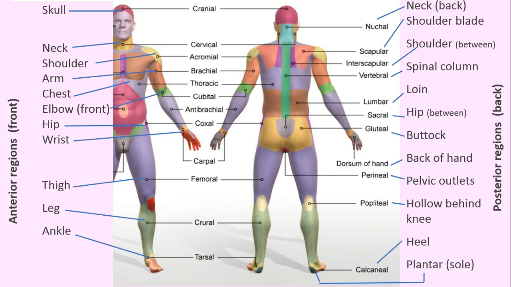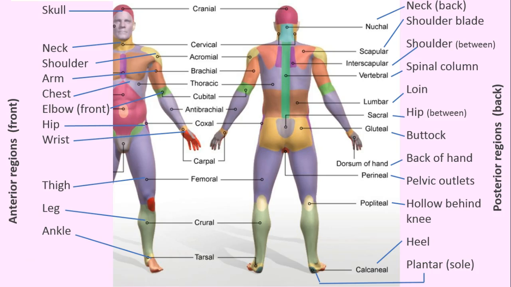Let's take a look at the anterior region, which is the front of the body. The dorsal or posterior is the back. Skull, we call it the cranial. Neck is called cervical. Shoulder, acromial. Arm is the brachial. Chest is the thoracic. Elbow, the front of the elbow is called the cubital. We have the antecubital in the back. Hip is the coxal. Wrist is the carpal. Thigh is the femoral. Leg, crural. And ankle is the tarsal.